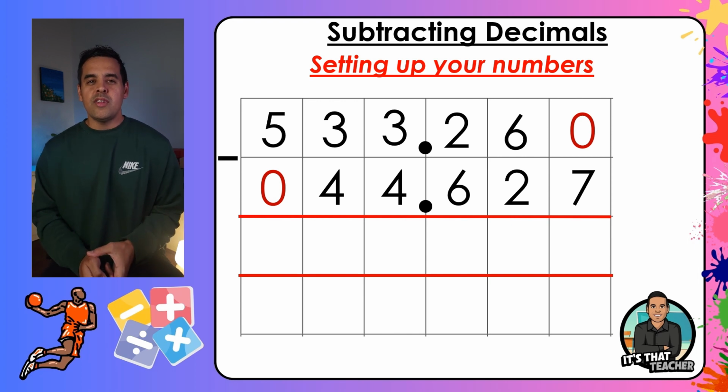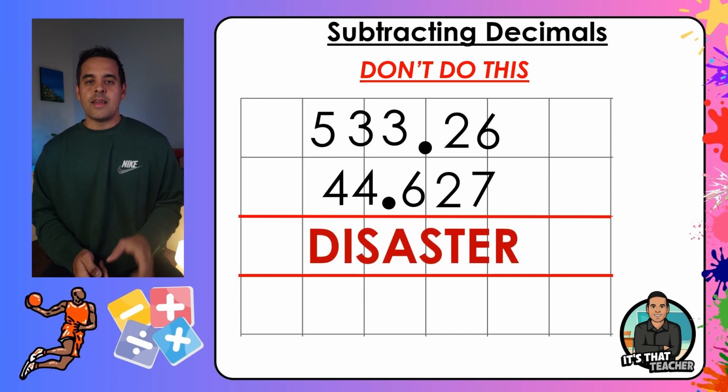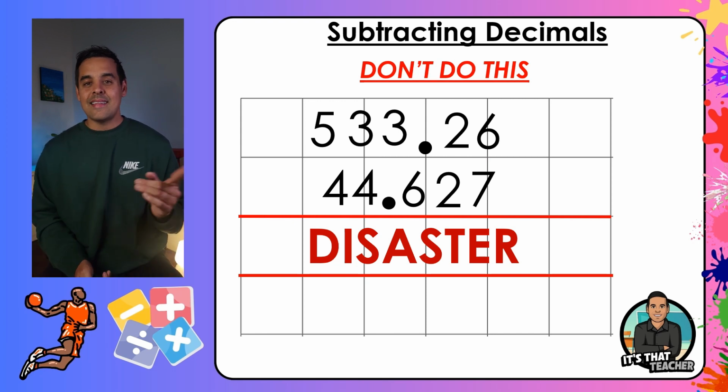So what you need to do here is, don't set your numbers like this, okay? Before we go through the guided part of this, I wanted to show you if your numbers are like this, it's going to equal one answer, and that's a disaster.